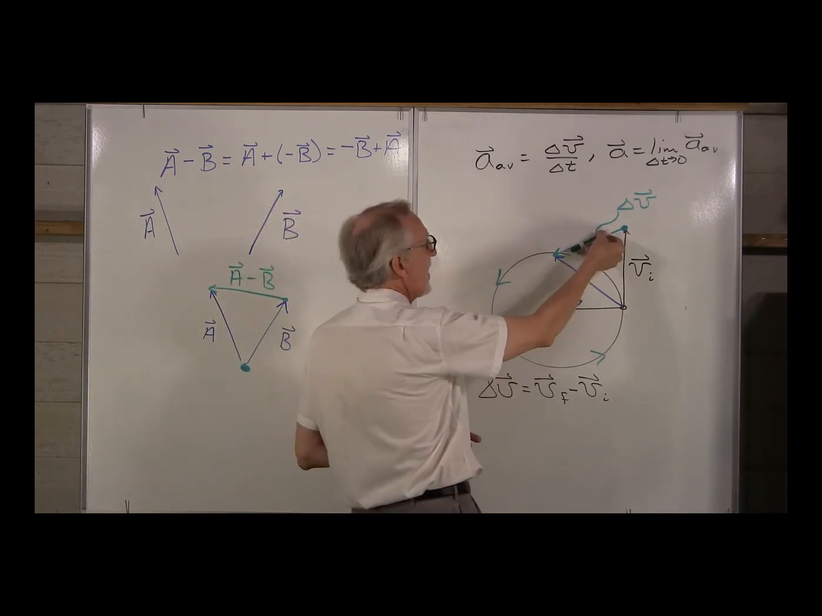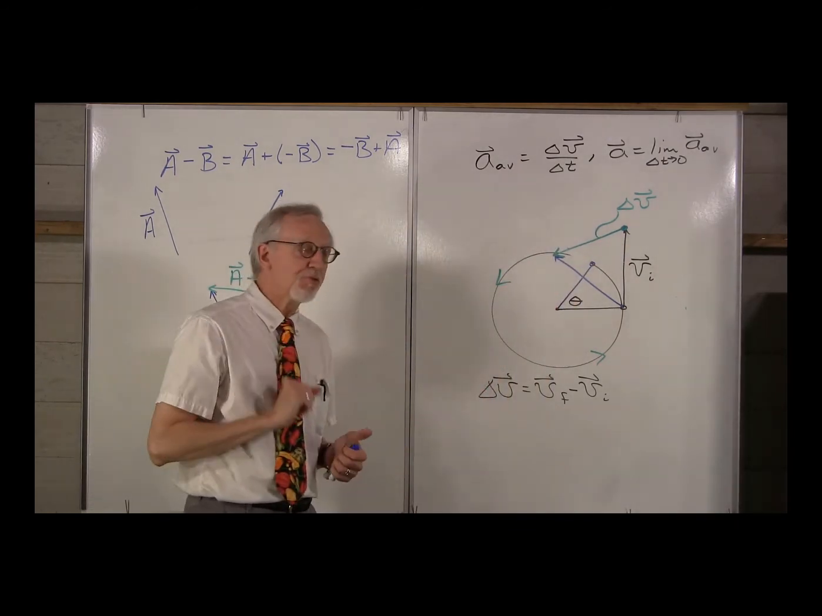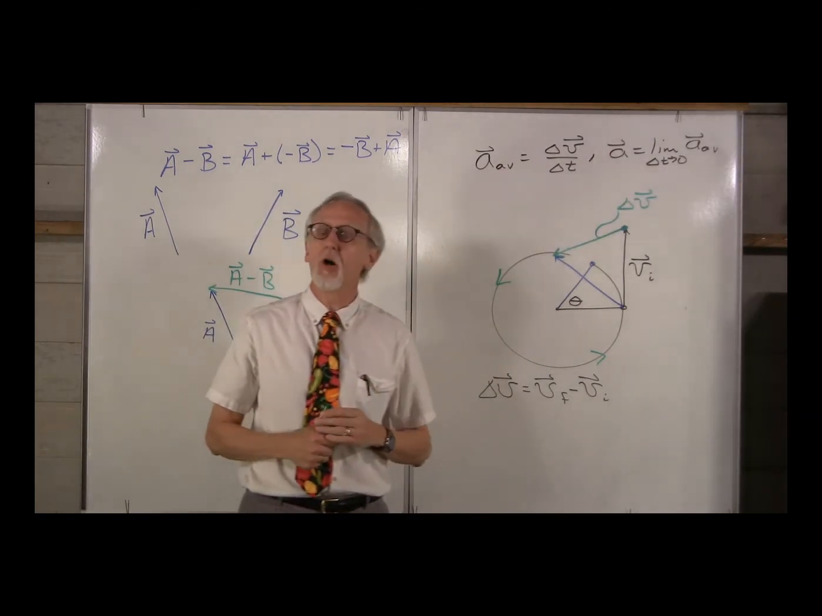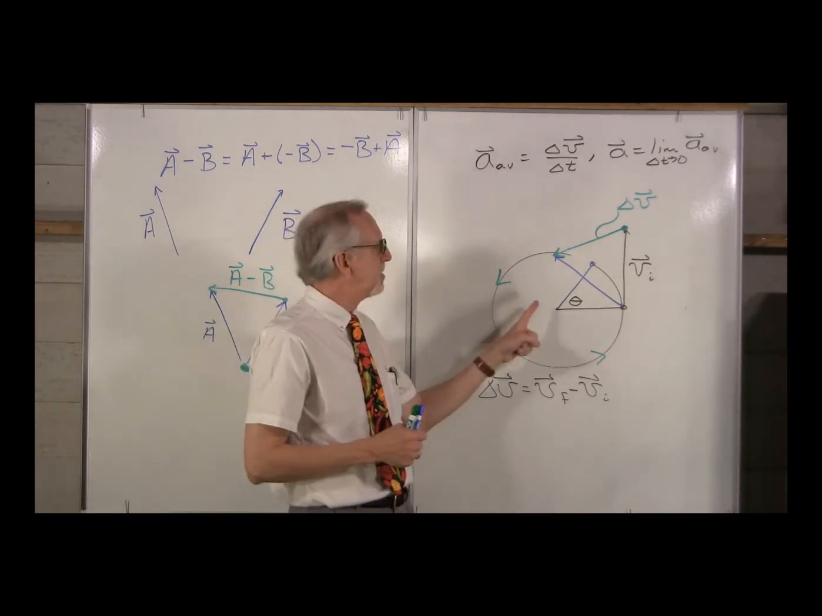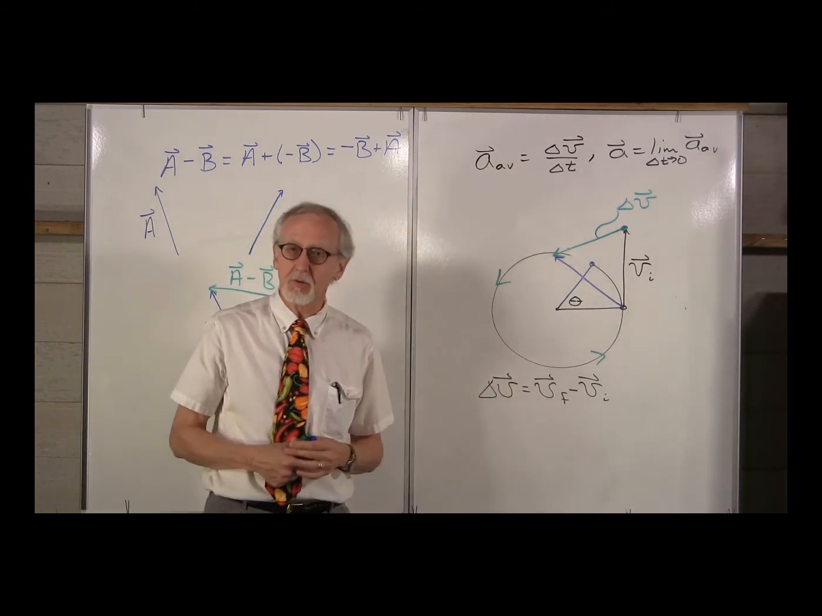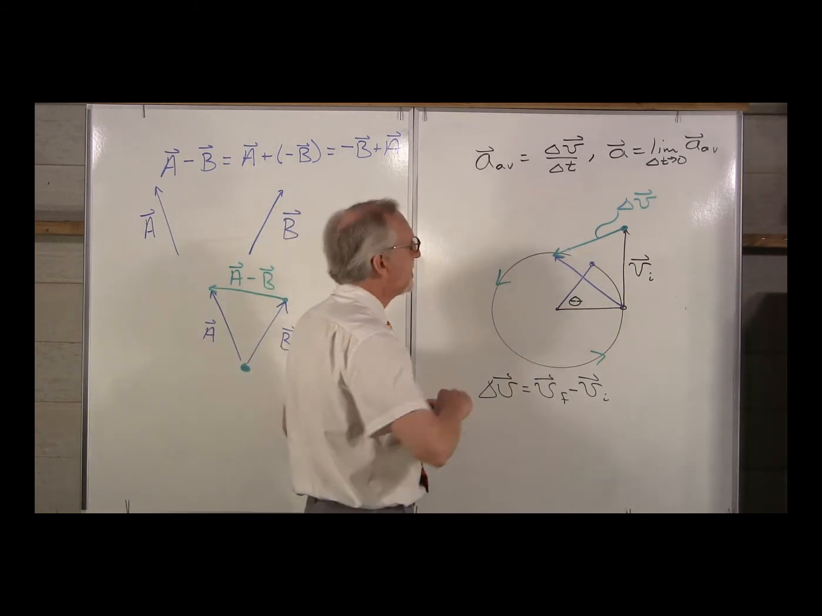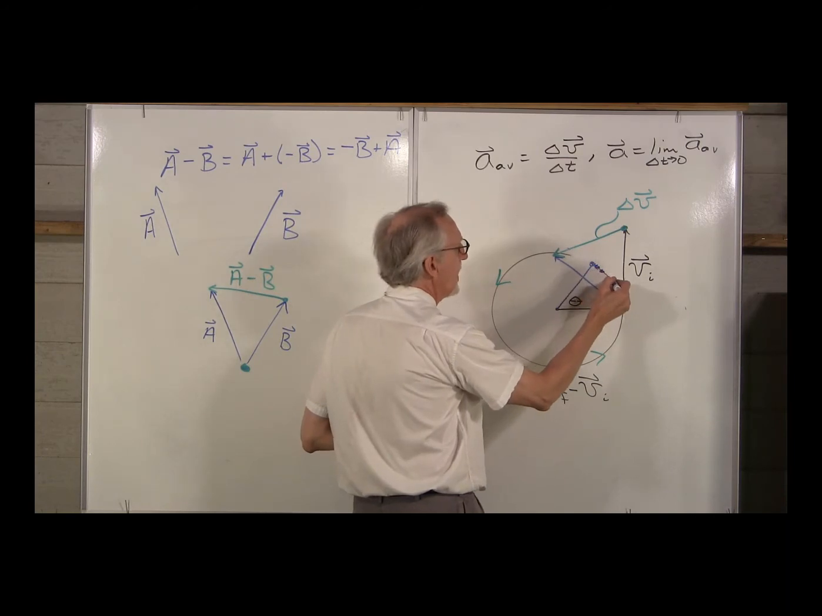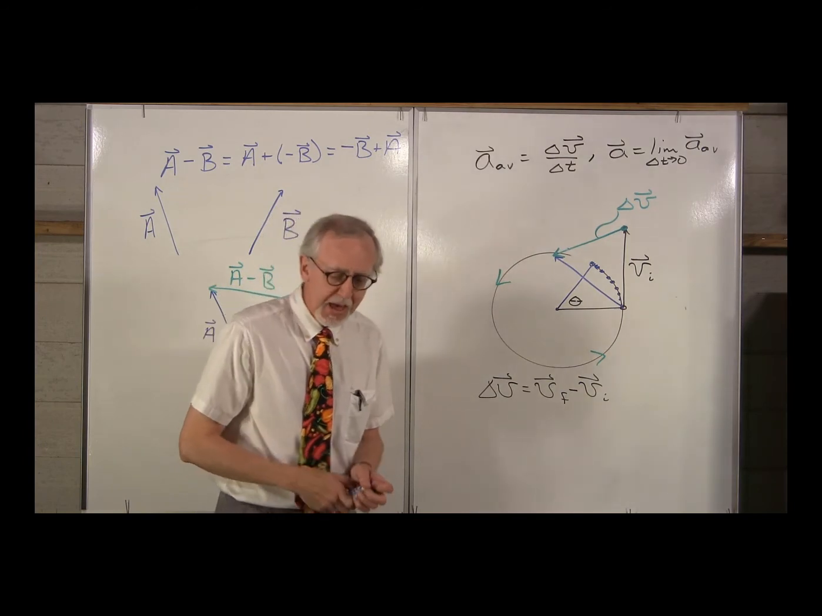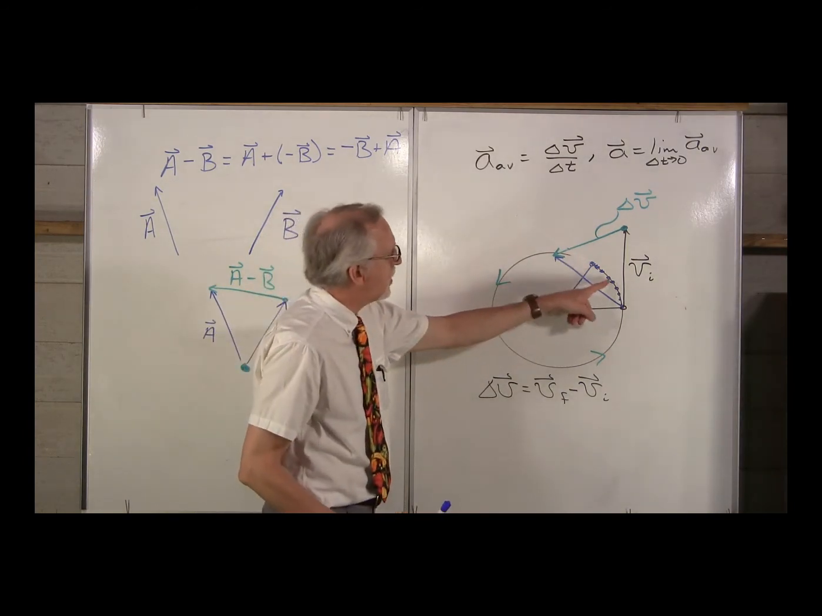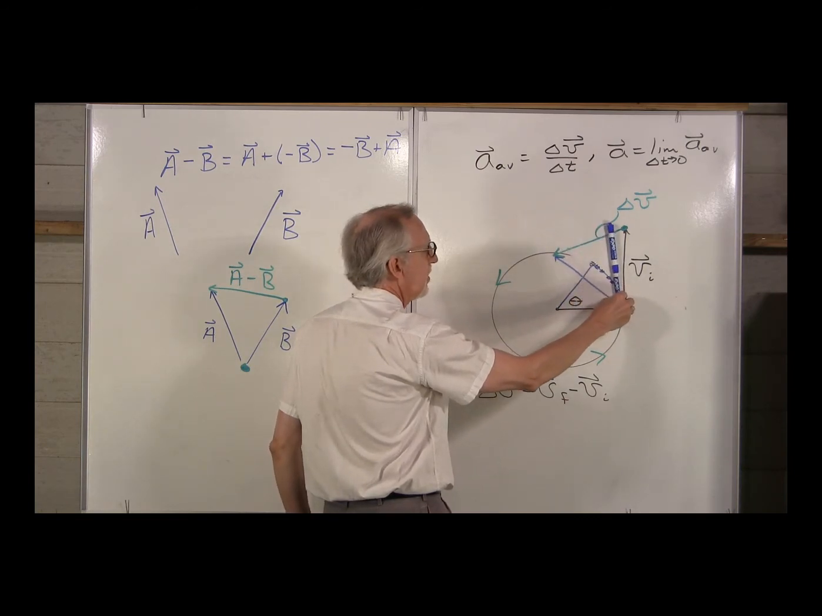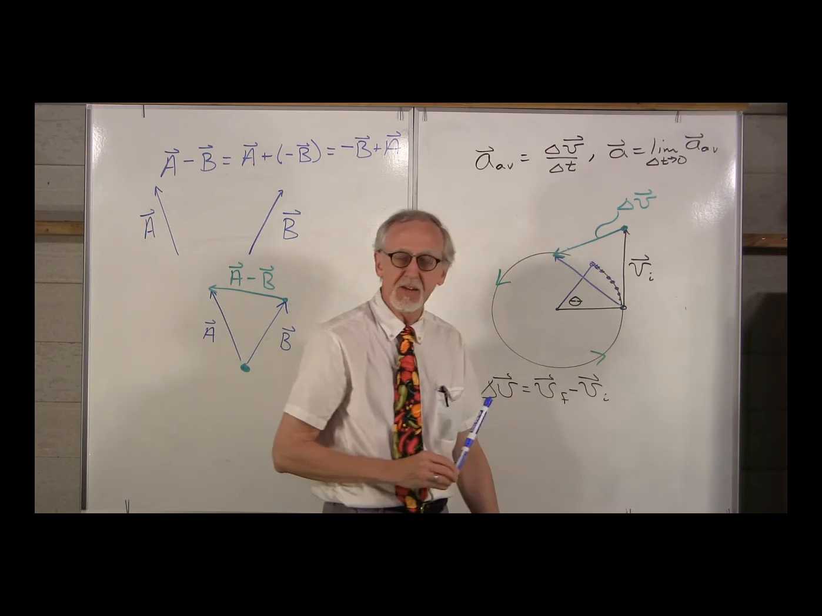It points that way. But let's remember, we want to find the direction of delta V for a very, very small time interval. So we need to make the time interval between these two points, the initial point and the final point, smaller and smaller. In other words, we need to bring this final point closer and closer to our initial point. Well, what's going to happen in that case? As we bring this point down here, our V final is going to rotate around like this and get closer and closer to V initial.